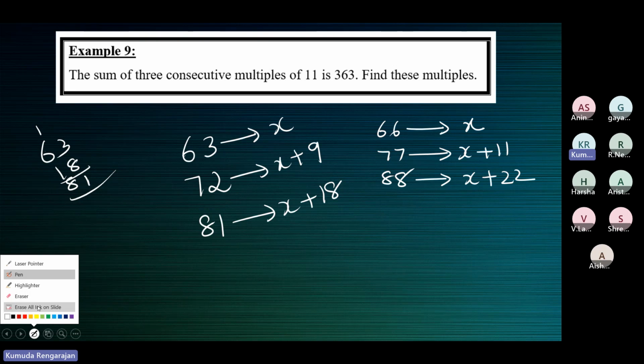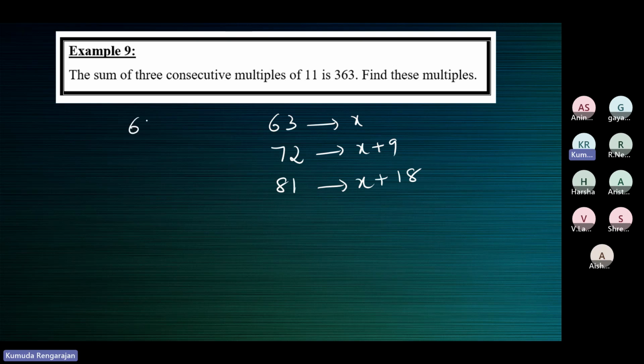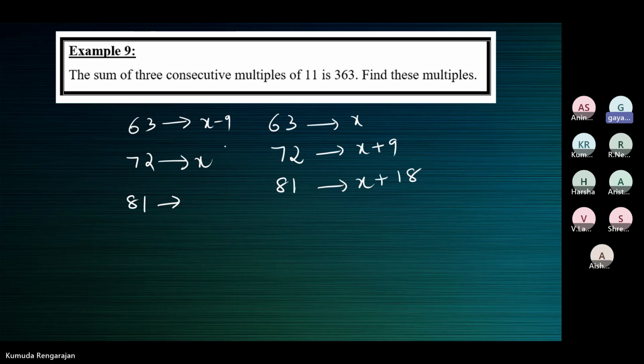Now, what if we assume like this? So we said 9 sevens are 63, 9 eights are 72, 9 nines are 81. So if this is x, then this is x plus 9 and this is x plus 18. Now, what if we assume like this? If you call this one x, then what is this and what is this in terms of x? Ma'am, x minus 9 and x plus 9. Very good.